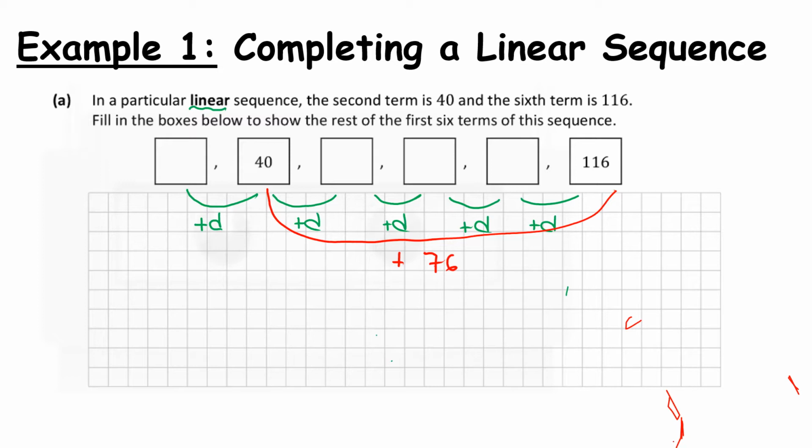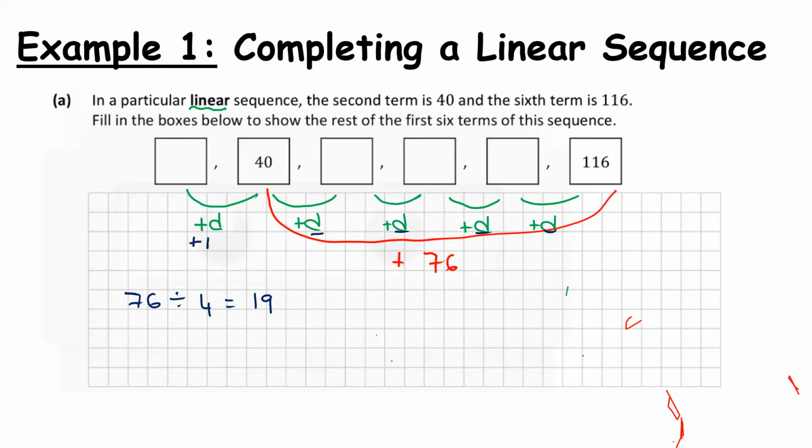Now we know that that big jump we have here, that big red jump, is the same as 4 little green jumps. So if I divide 76 by 4, we can figure out that each jump should be 19. So simply we are doing 76 divided by 4, and that gives us 19. So we have 4 jumps, 2, 3, 4, and when added together, they would be the same as 1 jump of 76.